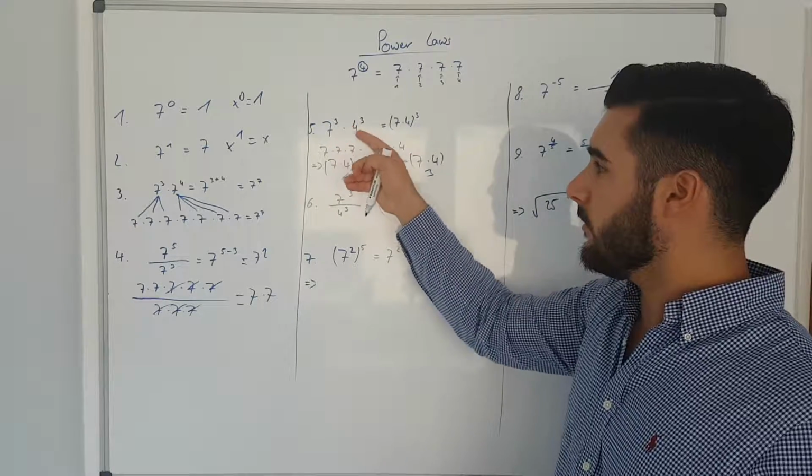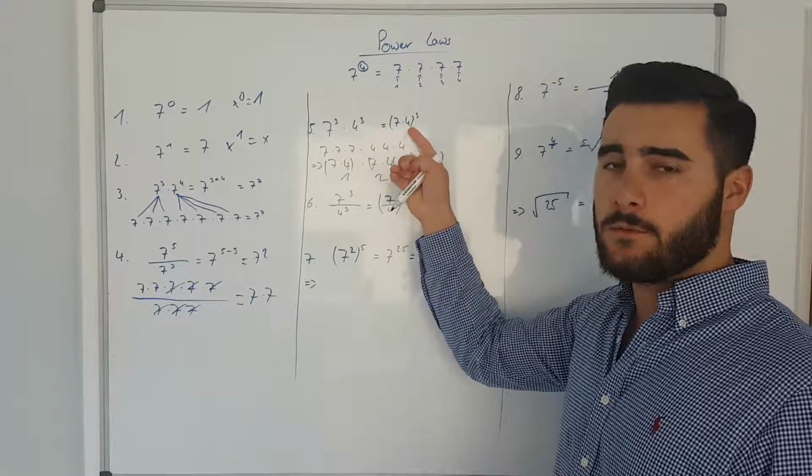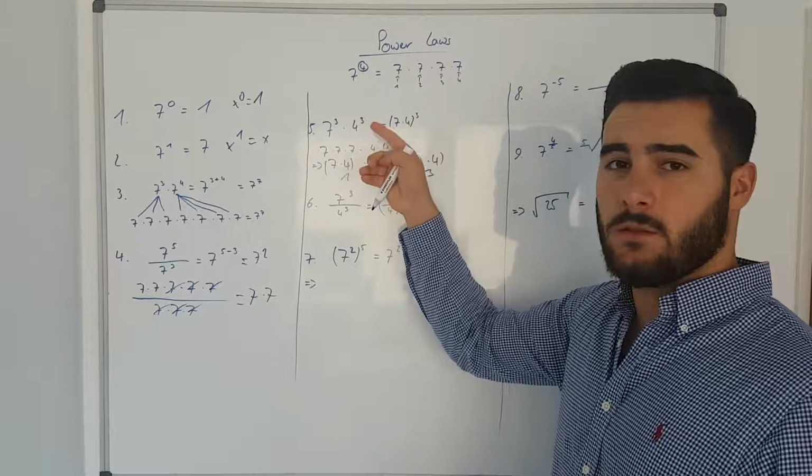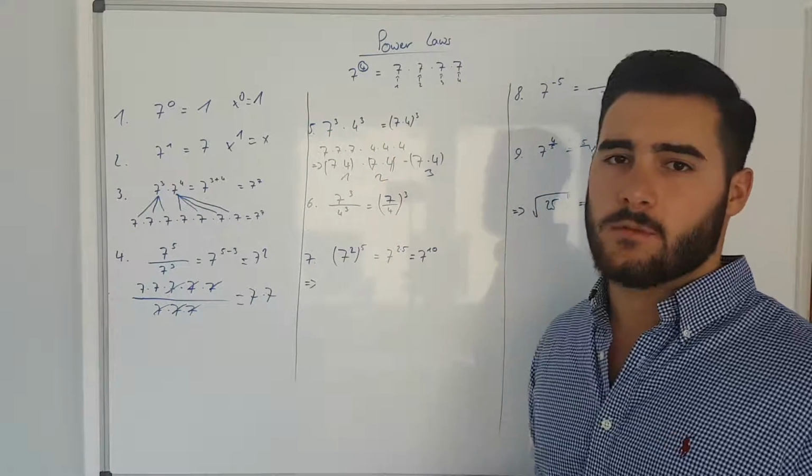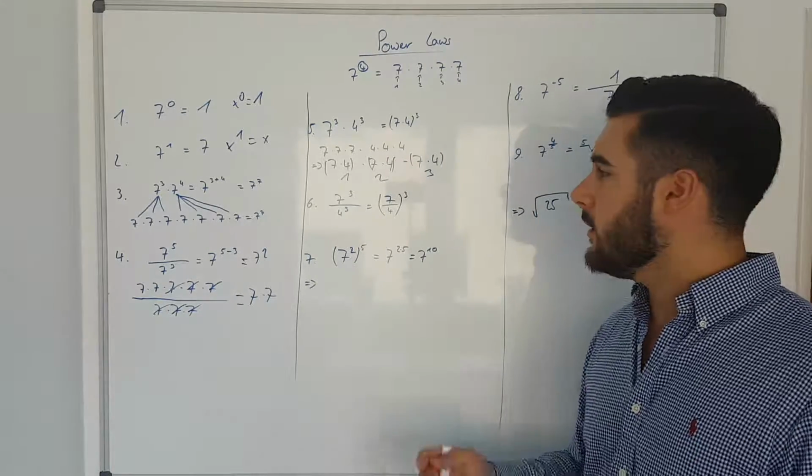So 7 to the power 3 times 4 to the power of 3 is nothing else than these two bases multiplied with each other, put into brackets, and to the power of 3. The next rule is basically the same.